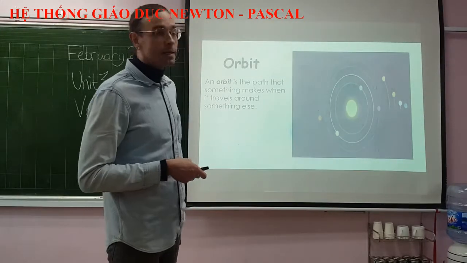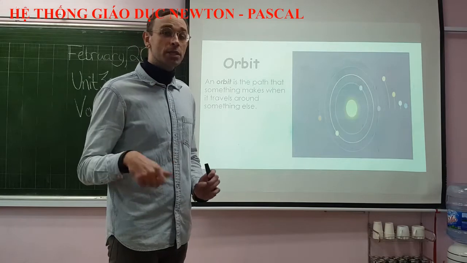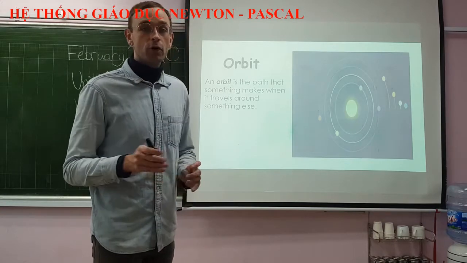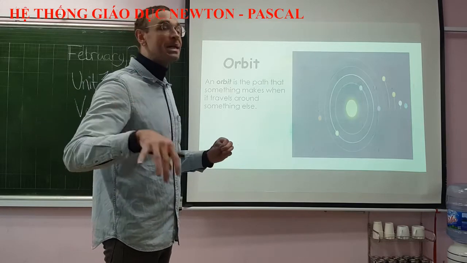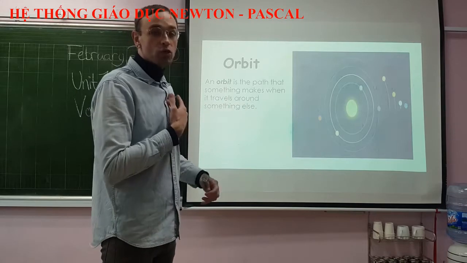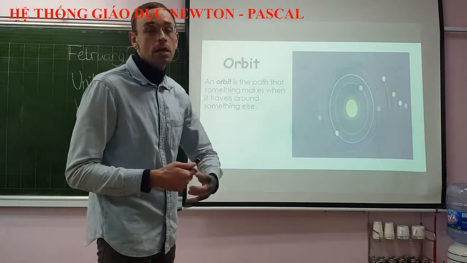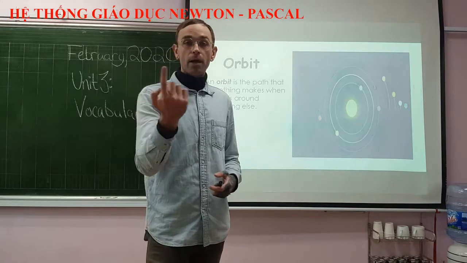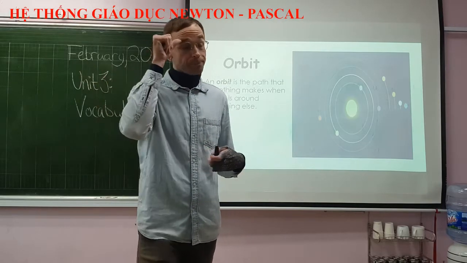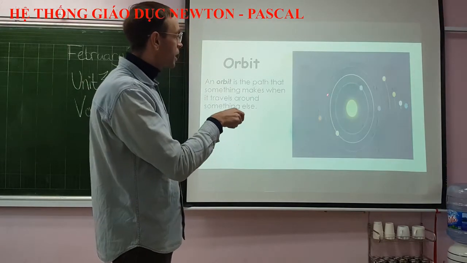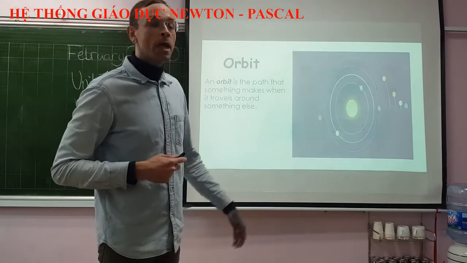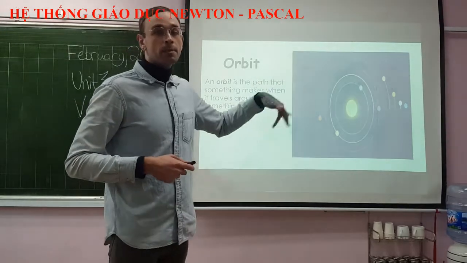So an orbit kind of has 2 definitions. An orbit can be a noun, and orbit can also be a verb. Let's talk about using orbit as a noun. An orbit is the path that something makes when it travels around something else. So the moon has an orbit around the Earth, and the Earth has an orbit around the sun. So you can see the orbits right here. These circles are the paths that the planets take. These circles are the orbits.